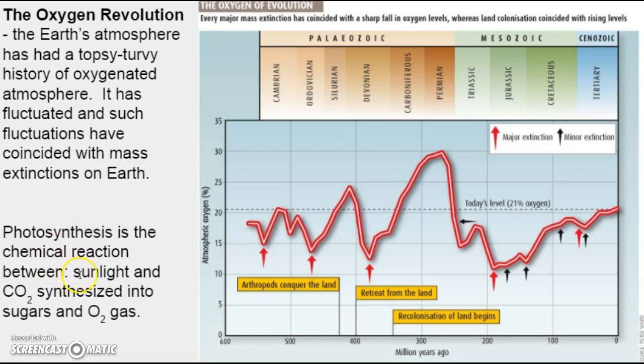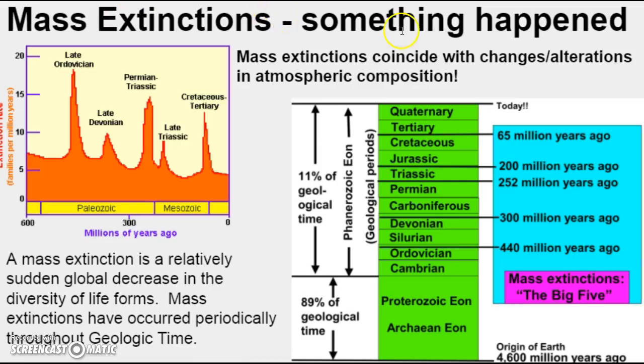Photosynthesis is the chemical reaction between sunlight and CO2, synthesized into sugars and oxygen gas. As I look at this graph, I see that 21% oxygen is today's composition, but historically it's been lower and it's been higher. There are times in which we find these peaks and these valleys, and there's a reason for them. We simply define them as mass extinctions. Something happened. Mass extinctions coincide with changes and alterations in our atmospheric composition.